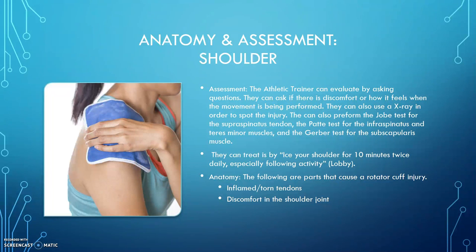Usually the best way to treat a shoulder injury in the sport of swimming is icing. Icing usually helps a lot. I know it helped me. You should ice your shoulder for 10 minutes twice a day. This is how you know when you have a torn shoulder injury: if it's inflamed, or there are torn tendons, or if there's discomfort in your shoulder.